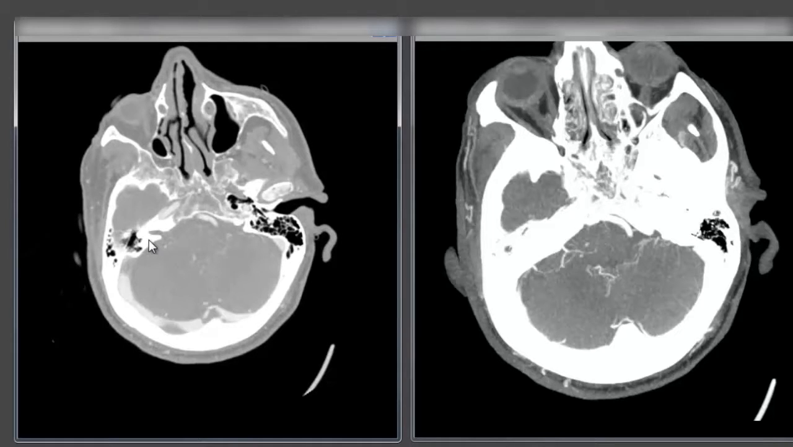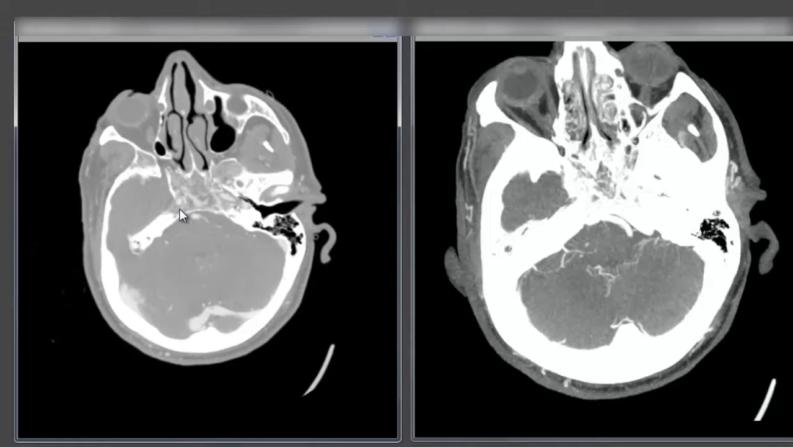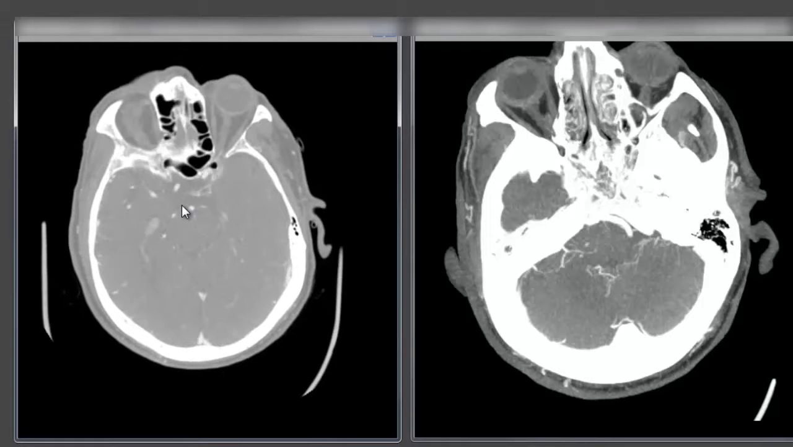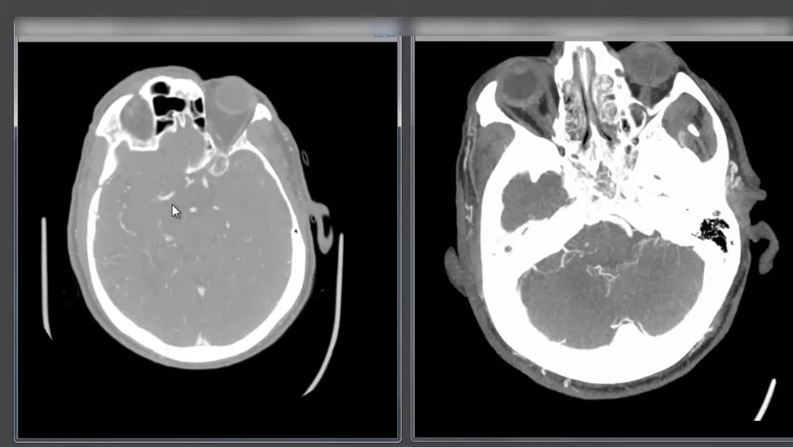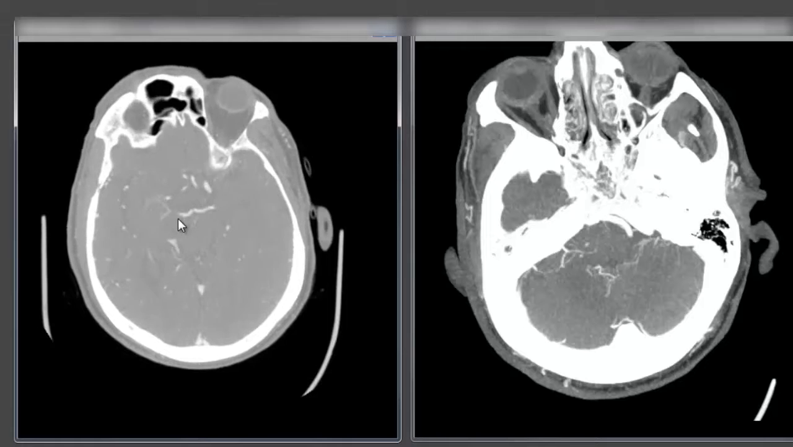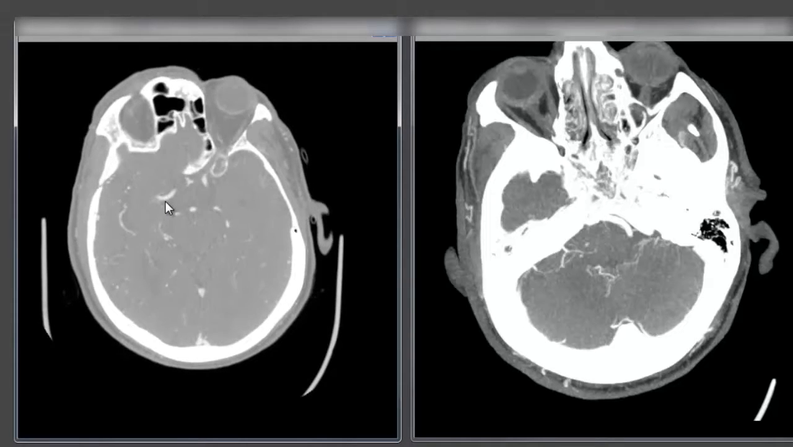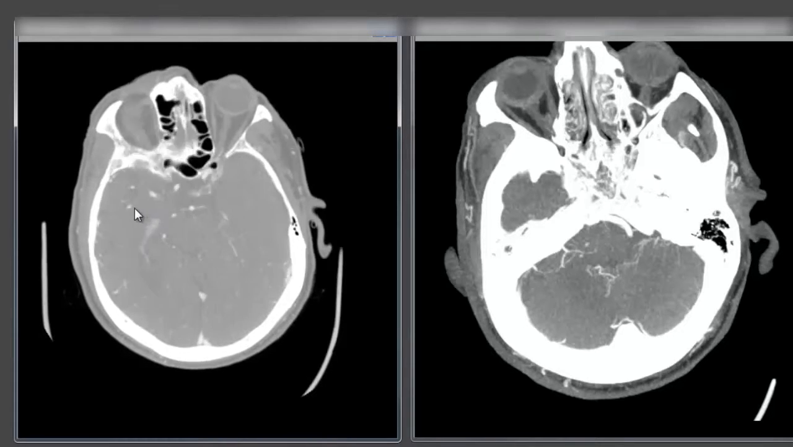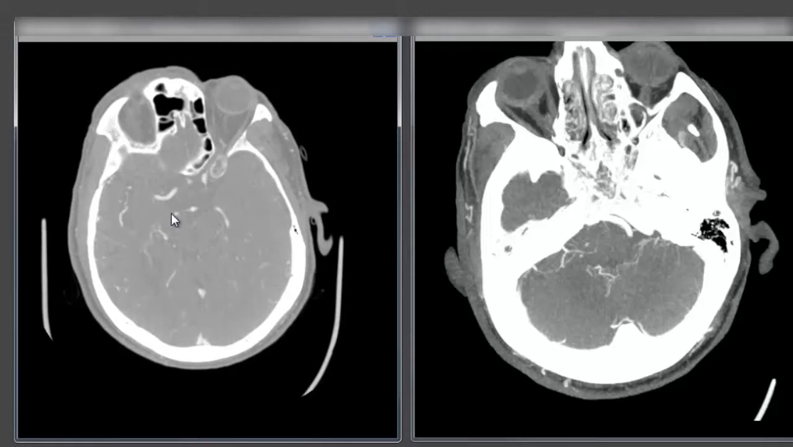So let's look at the right internal carotid petrous portion coming up into the siphon, and then the top of the carotid terminus here, the ACA coming across, and the MCA here. And so we see no evidence of a large artery occlusion on the right side.